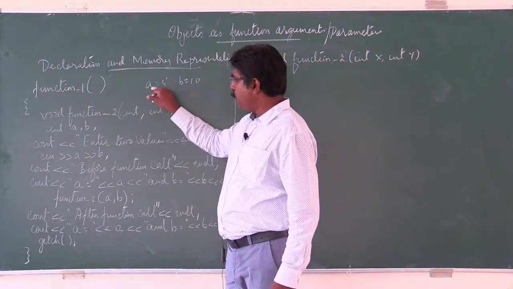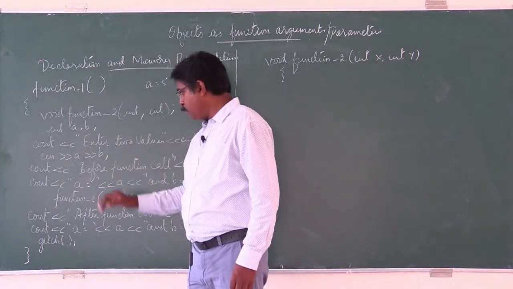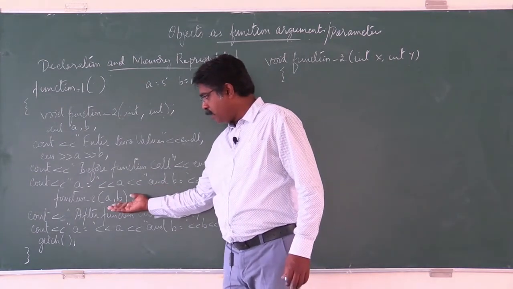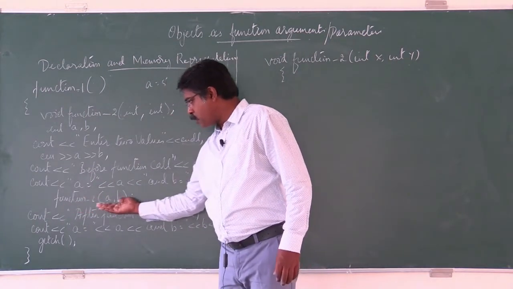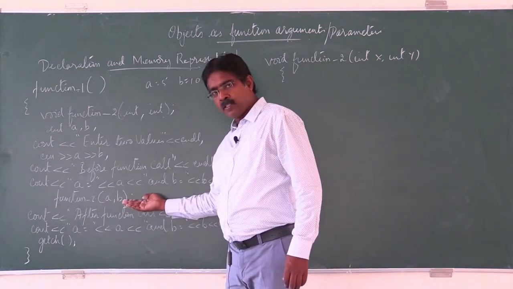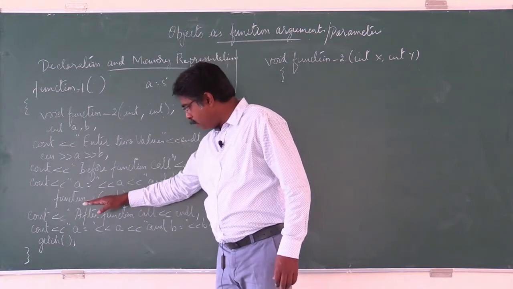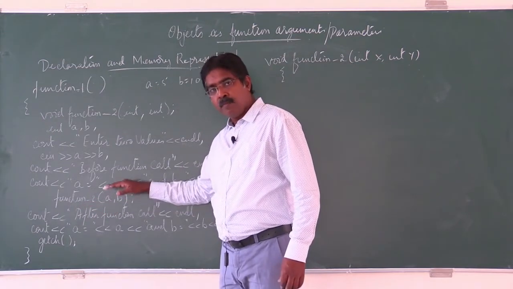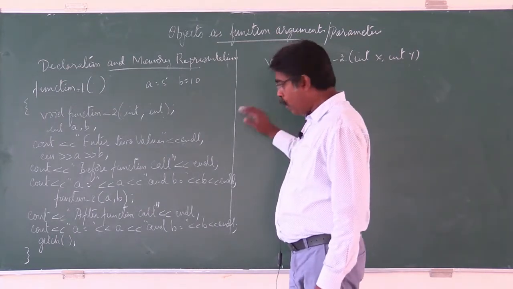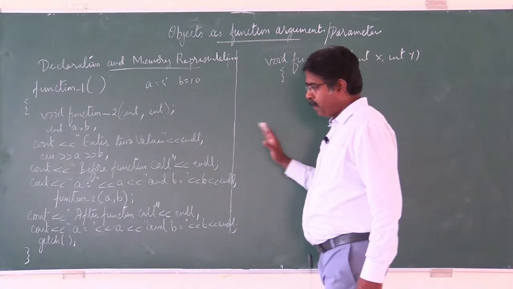Let us imagine that we have taken A equals 5 and B equals 10. Further moving, cout. As I said, this is the function call statement in function 1, and this function call statement makes the control move to the next function, the called function. I need to write the coding.